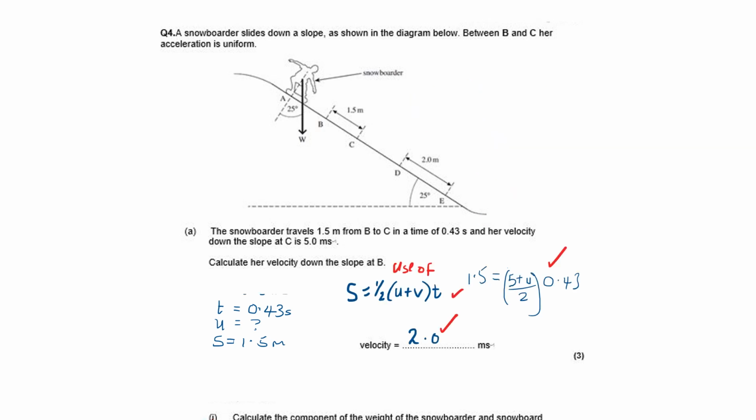And so the marks here are for use of the correct SUVAT equation, s equals a half (u plus v) times time. The second mark is for substitution of the values, and the third mark is for the final value.